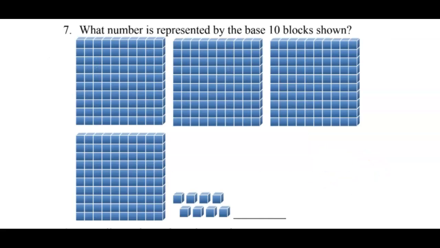Here's a really big one. How would you write this? Count how many flat ones there are, write the number down, count how many rods there are, and if there's no rods, you gotta put 0. And then you count the ones, and if there's no ones, you gotta put 0. So think about that when you write this number down.